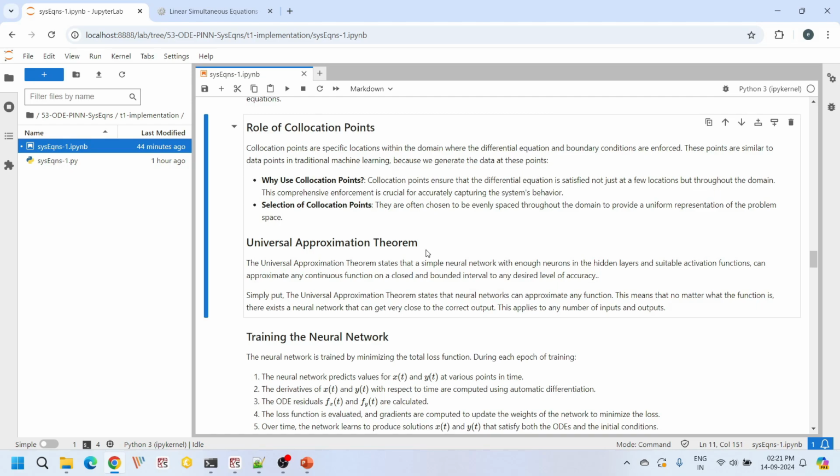And it is also worth mentioning at this stage the universal approximation theorem. This theorem simply states that any neural network with a sufficient number of neurons in the hidden layers and suitable activation functions can approximate any continuous function to a desired level of accuracy, meaning no matter what the function is, there exists a neural network that can get you very close to the correct output. This applies to any number of inputs and any number of outputs. So this is what the universal approximation theorem is, and this is a very important theorem in physics informed neural networks. In fact, this is the theorem that gives power to the physics informed neural networks.